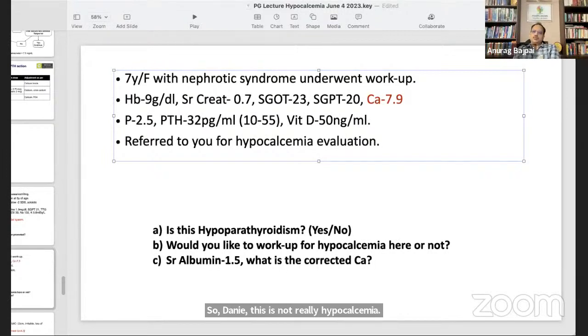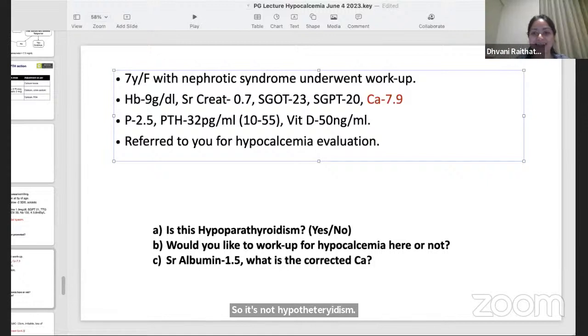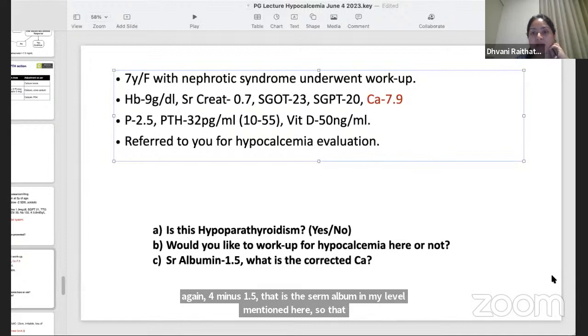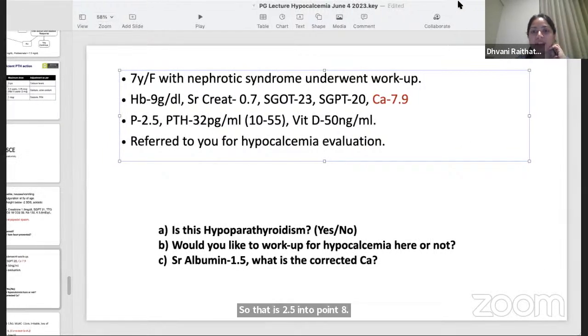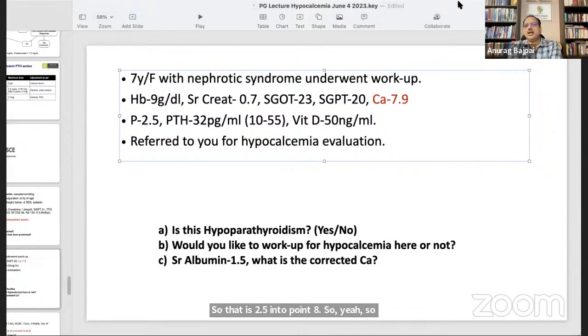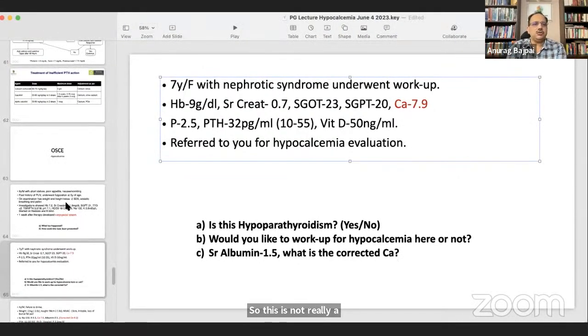Yes. And how would you calculate the corrected calcium? So again, 4 minus 1.5, that is the serum albumin level mentioned here, so that is 2.5 into 0.8. So in that case, the calcium will be 9.9. So this is not really a calcium deficiency in that perspective. So we have these two interesting cases.